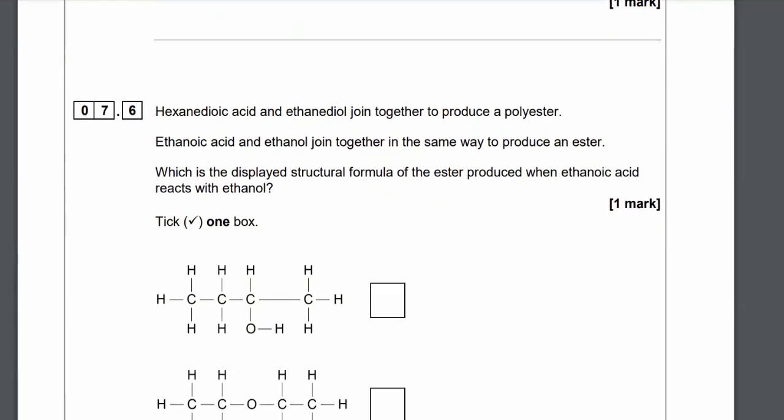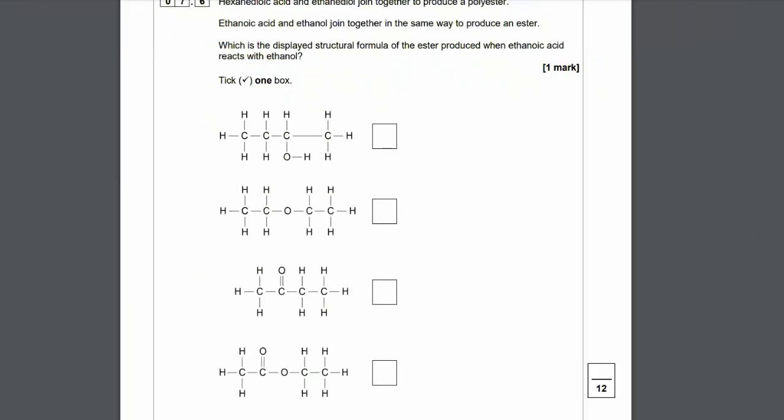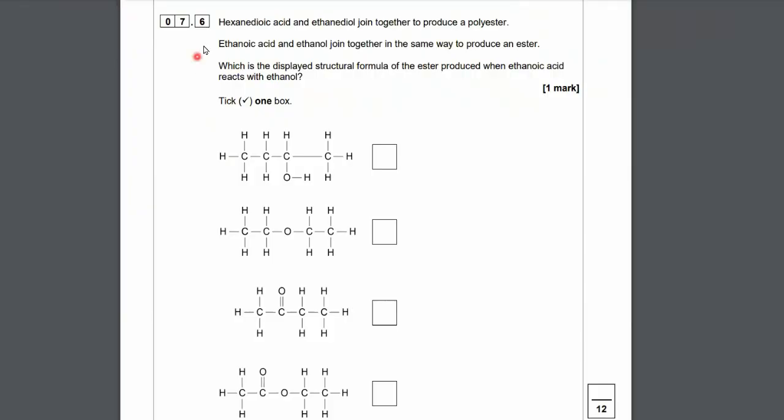Yeah, esters are made when alcohols and carboxylic acids react. They've got really nice smells, esters. They're used in sweets and perfumes, the cooking industry and perfumes. Right, hexanedioic acid and ethanediol join together to produce a polyester. Ethanoic acid and ethanol join together in the same way to produce an ester.